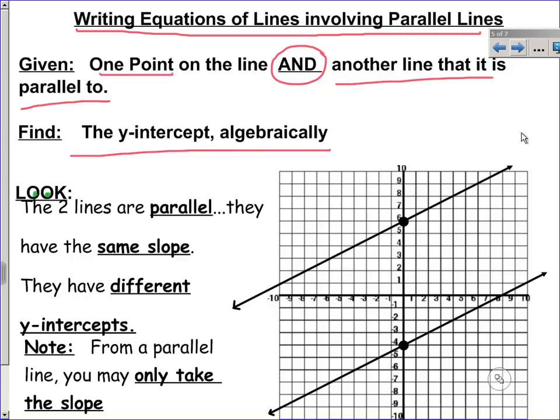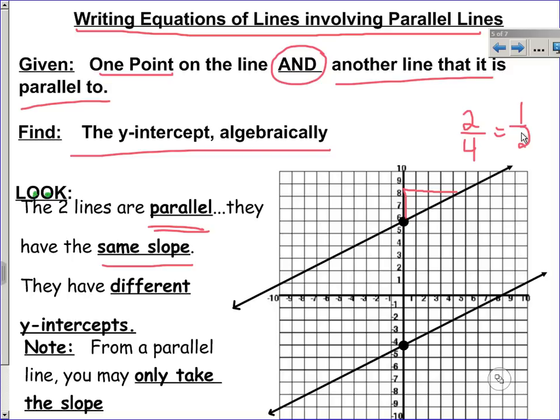So let's take a look at this graph. The two lines are parallel. When you look at them, they're parallel. They have the same slope, so they have the same rise over run. So it looks like here if I rise up 2 and run 1, 2, 3, 4, that would be my slope. So rise 2, run 4, and that can reduce to 1/2.